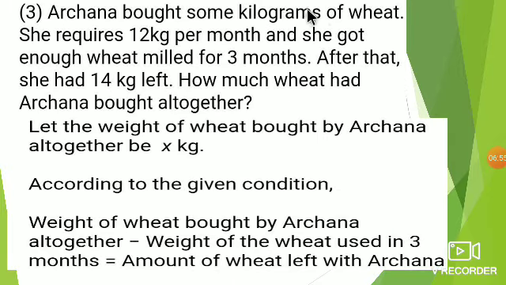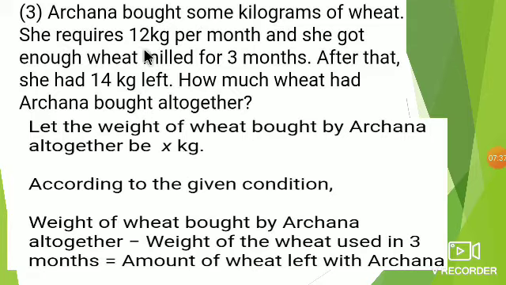Archana bought some kilograms of wheat. She requires 12 kilogram per month and she got enough wheat milled for 3 months. After that, she had 14 kilograms left. How much wheat had Archana bought altogether? Let the weight of the wheat bought by Archana altogether be x kilogram. She bought some kilograms of wheat is given. Again, how many kilograms, that number is not given. We should consider it as x here.